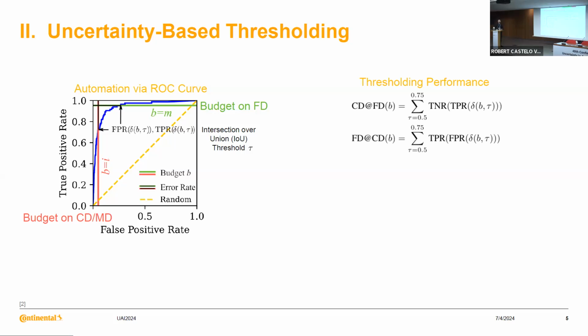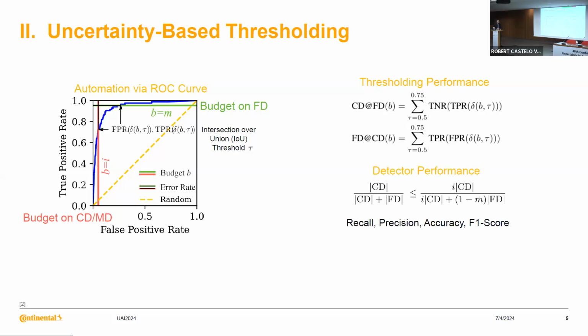And so we have two defined metrics that we define here. One is for the use case where you bound your FDs with a budget. And so it tells you how many CDs would you keep for that bound FDs rate. Or the second use case would be when you say that I'm only ready to lose X amount of CDs, how many FDs would I get for that? But that only reflects on the thresholding performance.